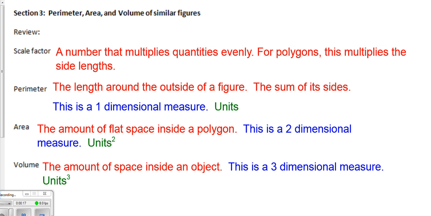So this rectangle is 2 times the size of this rectangle. So take these sides, multiply them by 2, and you'd get to this rectangle. That's the scale factor, the number 2. It's 2 times as big.